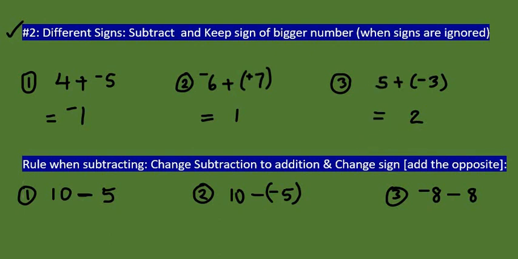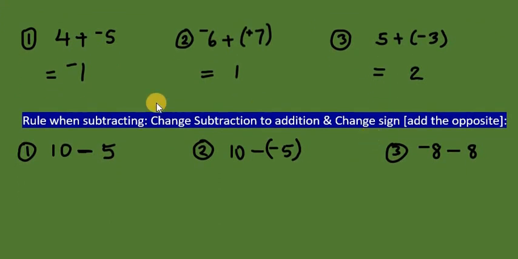Let's go down to the next rule. Rule when we are subtracting. Now we're told to change subtraction to addition. Change subtraction to what? Addition. And then do what? Change the sign of the number that we are subtracting. In other words, we add the opposite. So let's see what we're saying there.